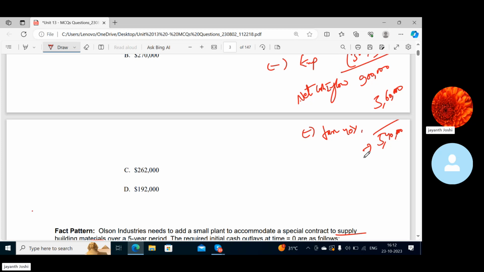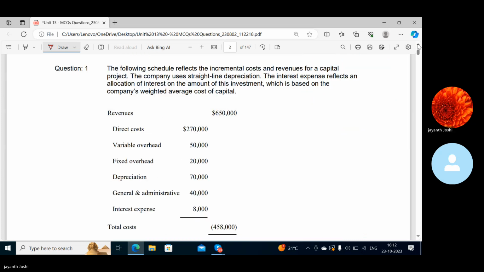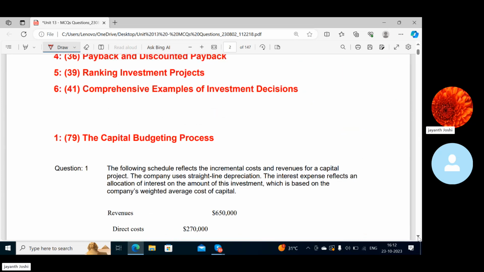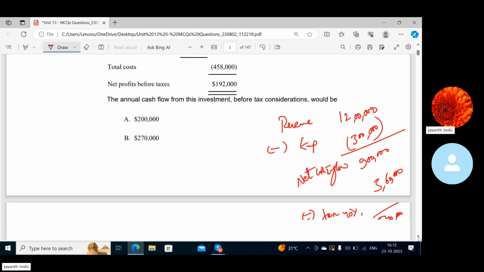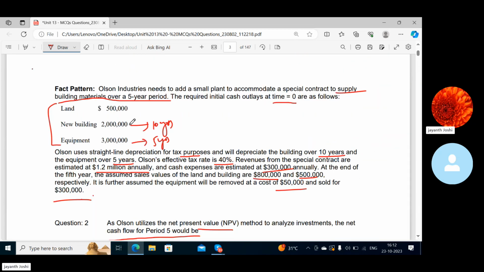right? So what are the two assets? The two assets used here are building and equipment. One is 2 million, one is 3 million, right? We are going to depreciate them. Straight line depreciation is followed here: 2 million by 10, right?